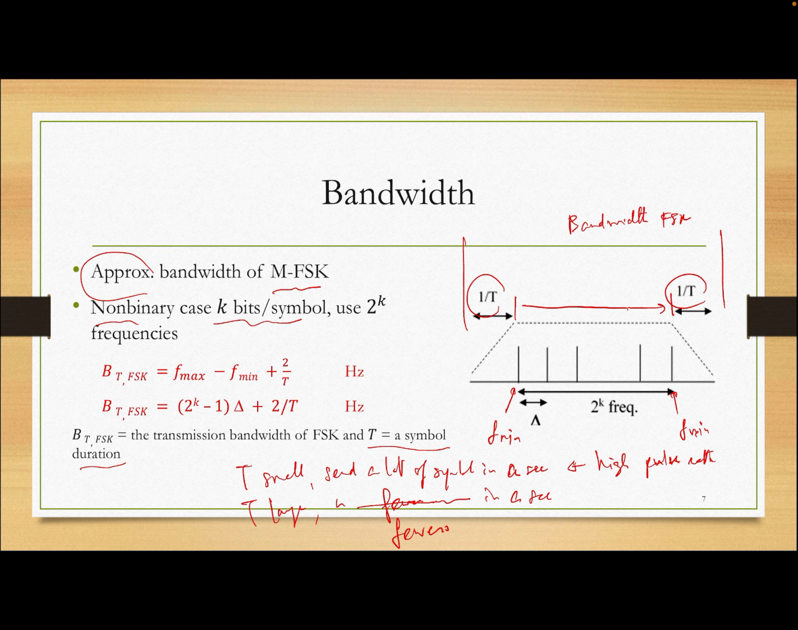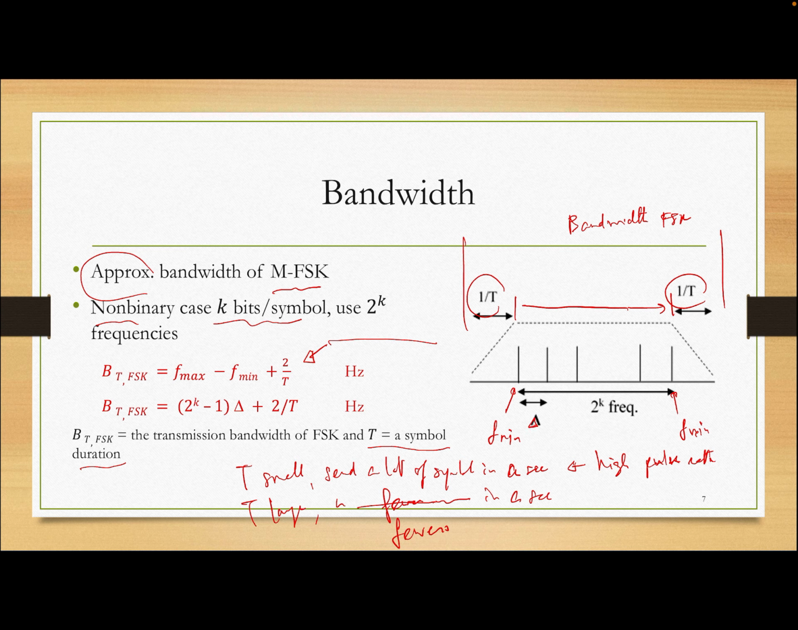So if you have a high pulse rate, I will have more of the 1 over T, right? T is small, so 1 over T is bigger. If you send fast, I will have more bandwidth at the tail to accommodate that. So this is approximate. Now the bandwidth is basically F max minus F min, plus 2 over T. So basically, directly from the picture, you got this.